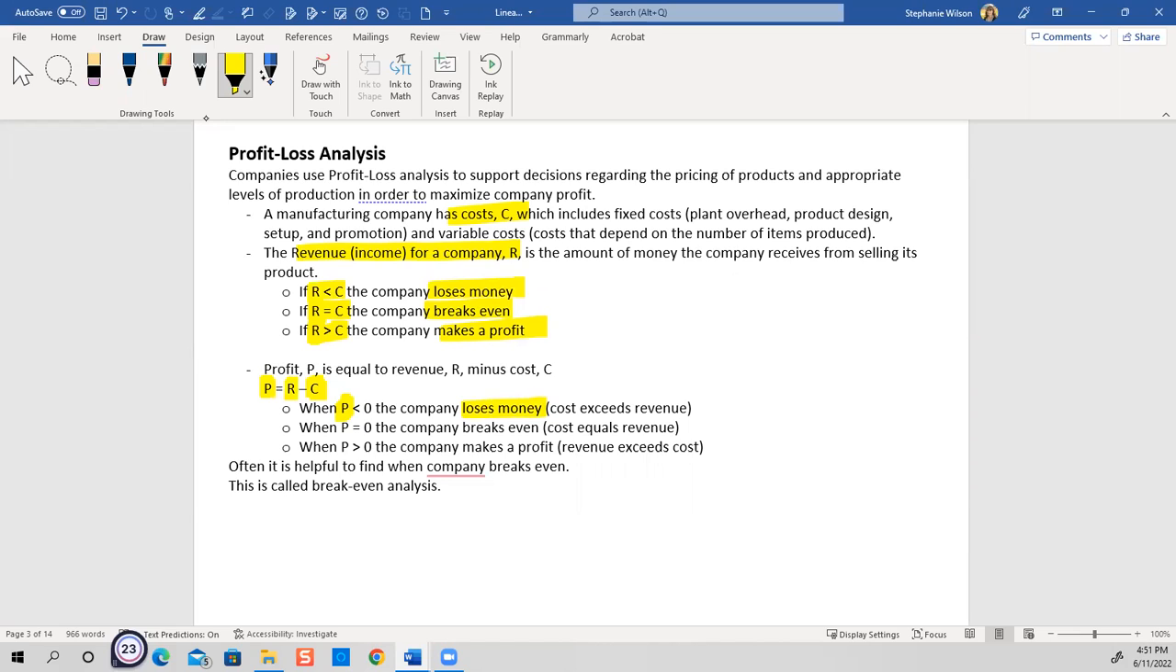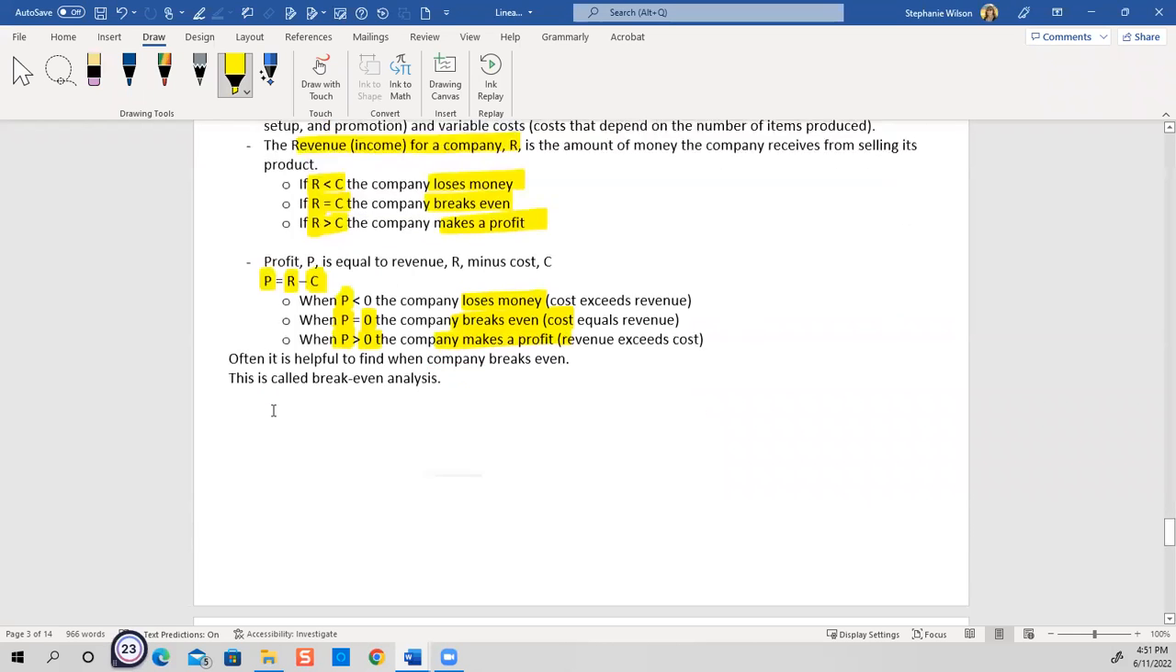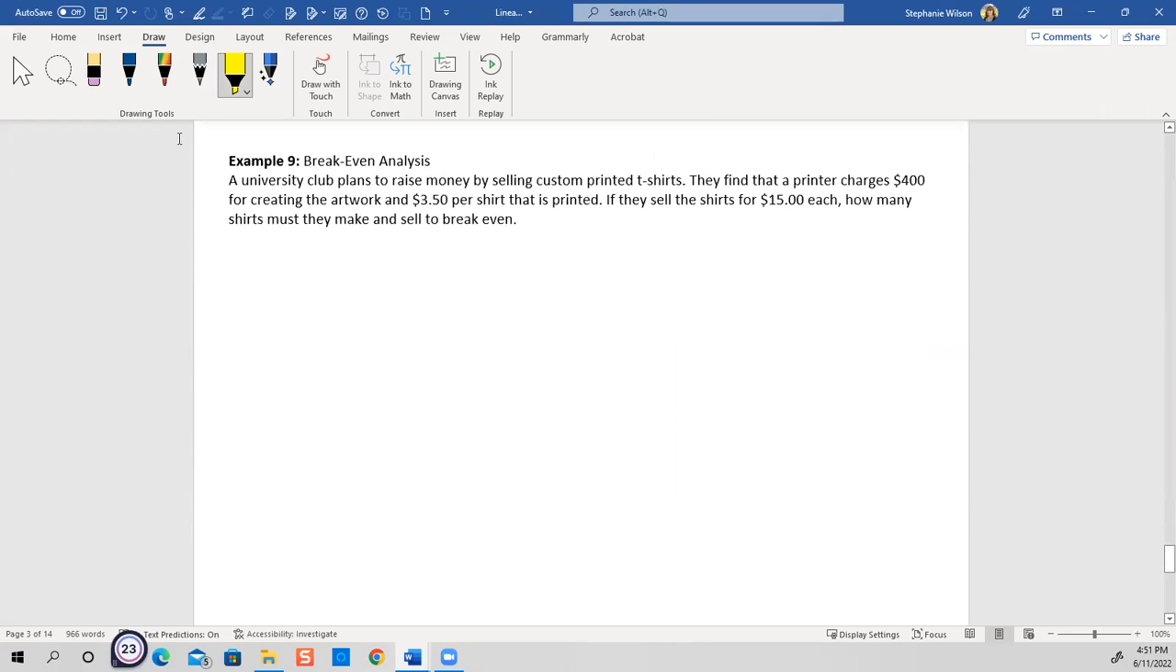If my revenue minus my cost equals zero, then my profit is equal to zero. That means we have a break even. If my revenue minus my cost, my income minus the amount I spent, is greater than zero, then I have a profit. So let's do these application problems down here. We're going to do a break-even analysis.